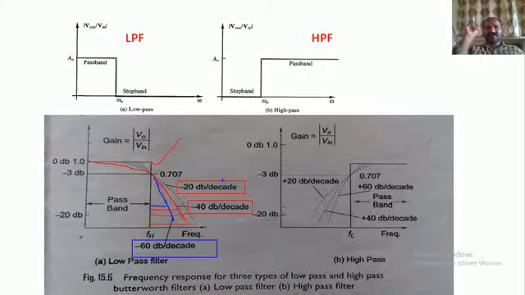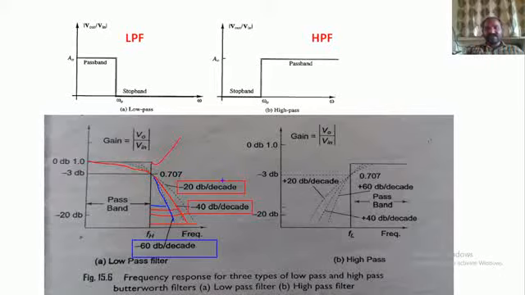So first order means 1 into 20, which is 20 decibels per decade. Second order is 2 into 20, which is 40 decibels per decade. Third order is 3 into 20, which is 60 decibels per decade. Okay, just remember that. Actually it plays a major role in the Bode plots, but I am not concentrating on that. It is not required for you, that much explanation.